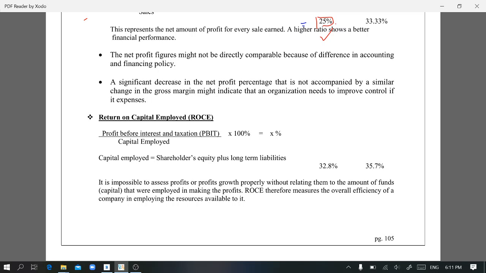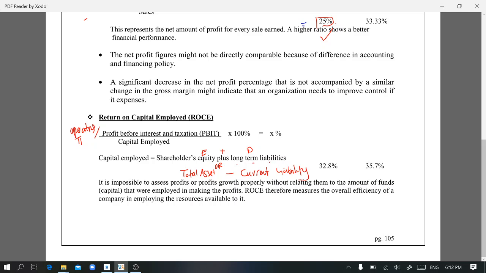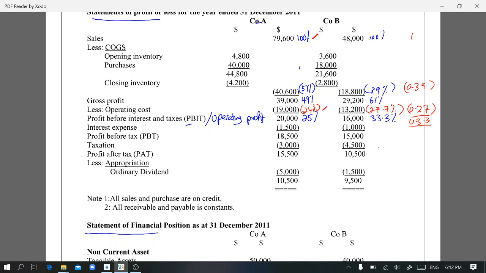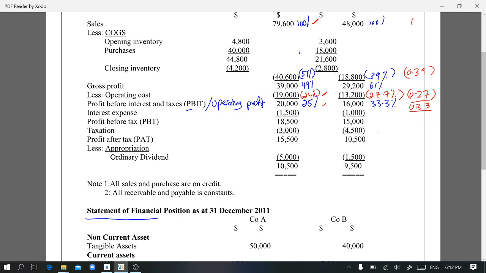Okay, we have ROCE. ROCE is your operating profit divided by capital employed. Capital employed will be shareholders' equity plus long-term debt, E plus D. Can you also put there, or total assets minus current liabilities? Total assets minus current liabilities. I'll explain this later. Okay, so operating profit divided by capital employed. So 20,000 and 16,000.